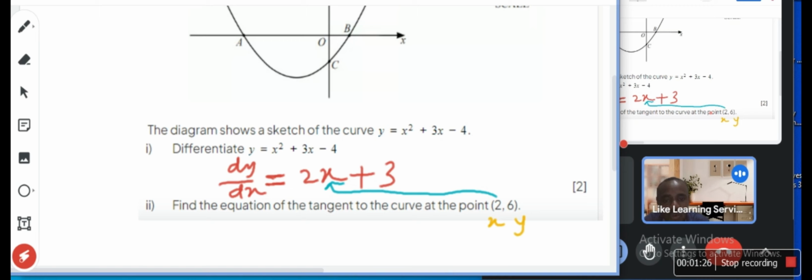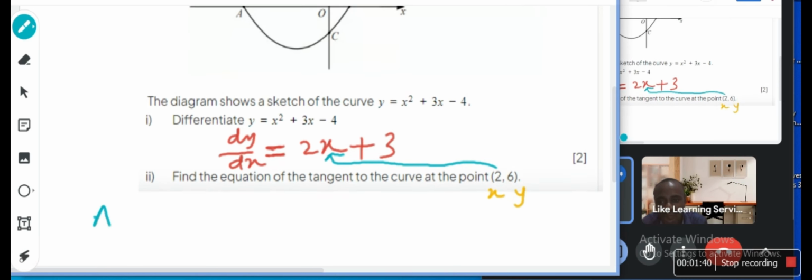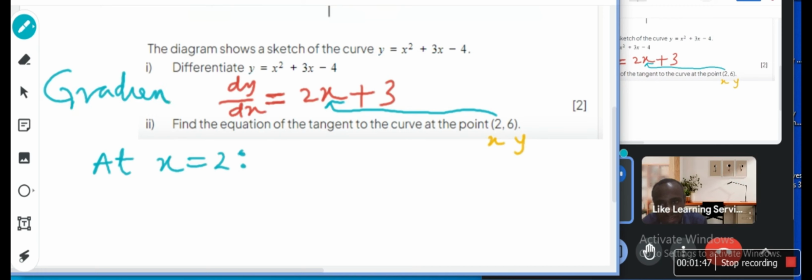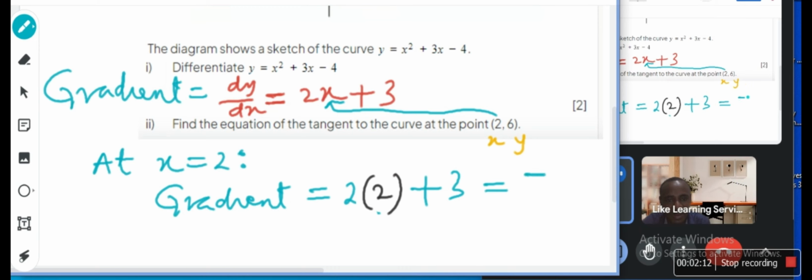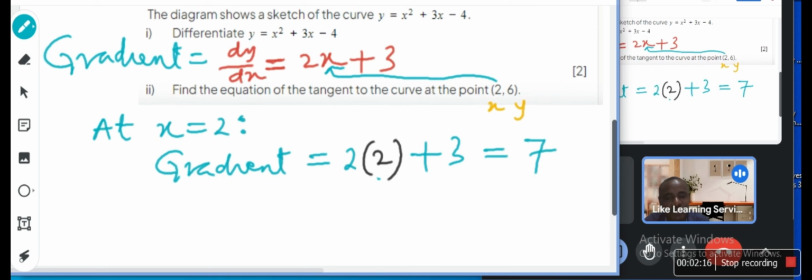Y. So we need to find the gradient at x equal to 2, because the point is where x is 2 and y is 6. You will see how all of these things come into play. So at x equal to 2, the gradient is what? Remember, this is the gradient, the dy over dx. At x equal to 2, the gradient will be what? 2, open a bracket, 2 plus 3. Yep. 2 bracket 2 plus 3, and that gives us what? 7. Am I right? Good. So the gradient is 7 at that point. So rise over run is 7.